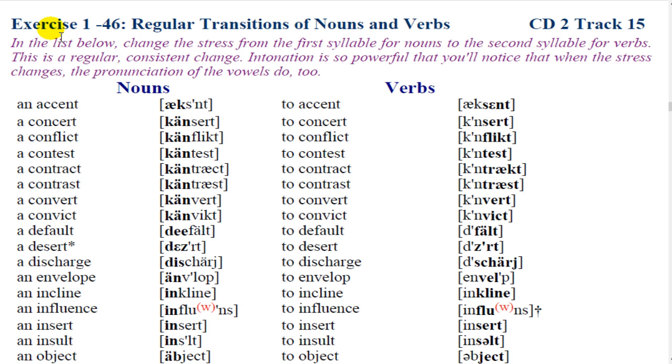Regular transition of nouns and verbs. In the list below, change the stress from the first syllable for nouns to the second syllable for verbs. This is a regular, consistent change. Intonation is so powerful that you'll notice that when the stress changes, the pronunciation of the vowels does too.